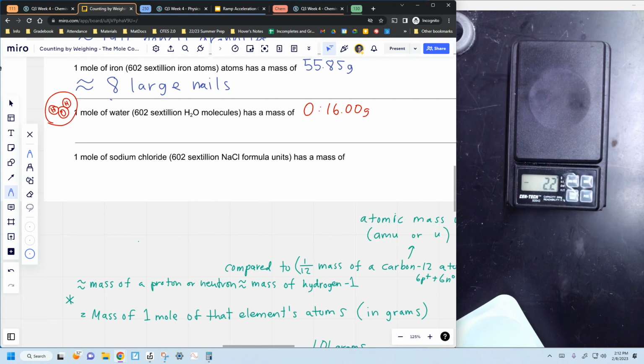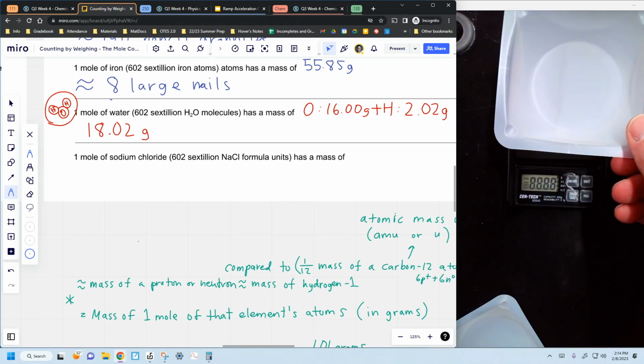So if you think about a mole of water molecules, you're going to have a mole of oxygen atoms. You're also going to have 2 moles of hydrogen atoms. So that's not going to be 1.01 grams. That's going to be 2.02 grams. So if I want to measure out 1 mole of water molecules, I need to measure out 18.02 grams. 18.02 grams of water will contain 602 sextillion water molecules, 1 mole.